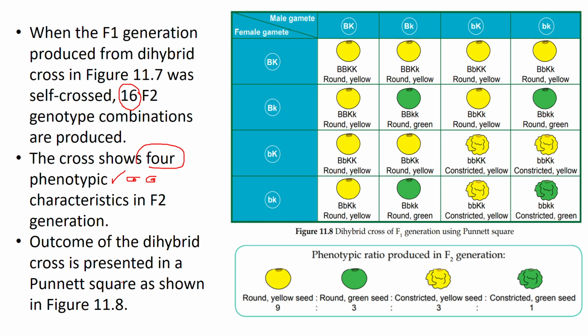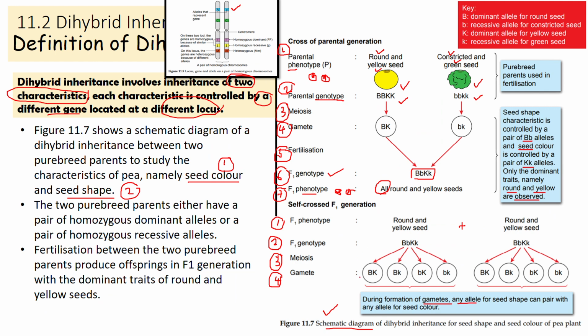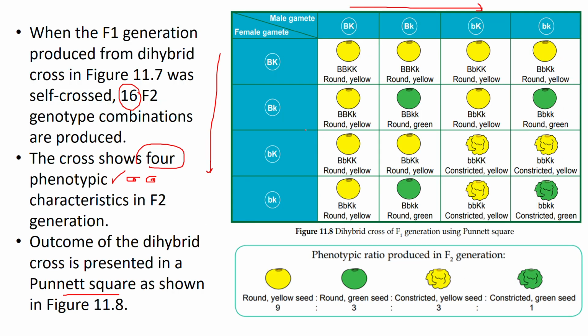So the outcome is presented here in the Punnett square. Horizontally, we place all the male gametes, and vertically down, we place all the female gametes here. So we transfer from this, respectively, and this is how we work it out. B, K, B, K. So we place it here in the first box. Subsequently, we follow. This is how we end up getting all the possible genotypes.